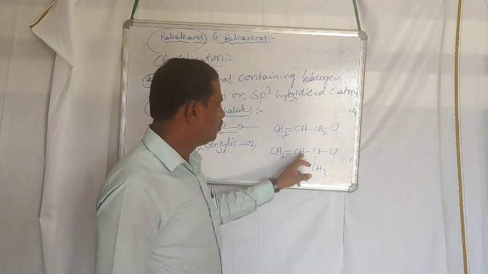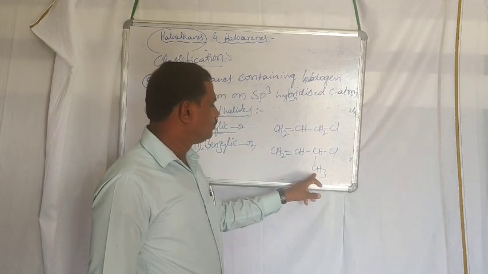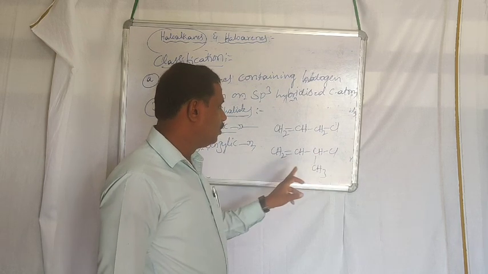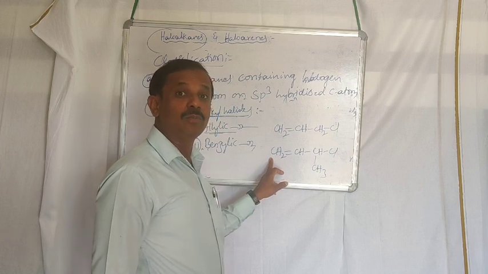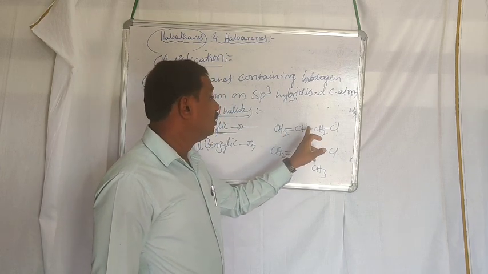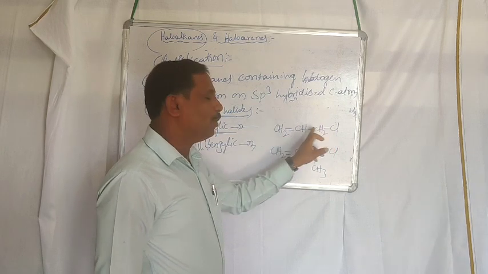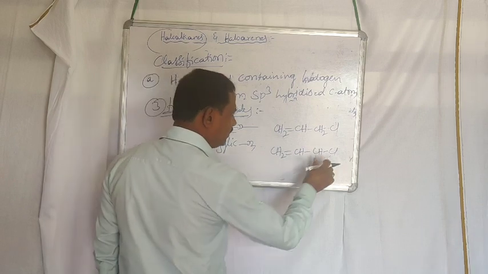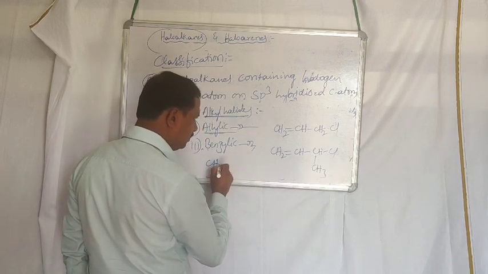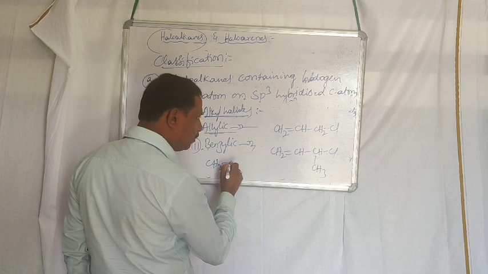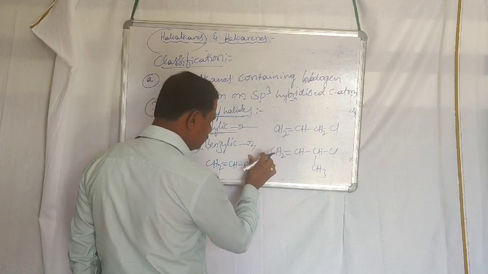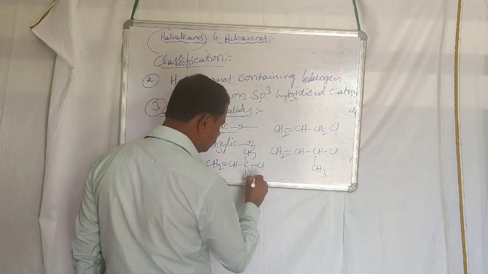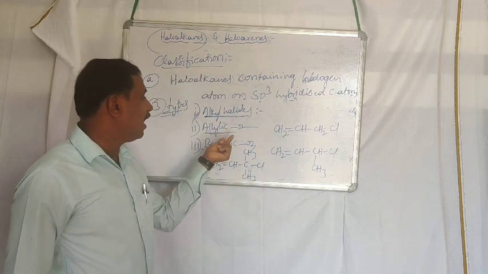This is 1, 2, 3, 4. That is 3 chloro but 1ene. This is 3 chloro prop 1ene. This is a primary, this is a secondary. You take tertiary, that is CH2 double bond CH, CCl, CH3, CH3. These are tertiary allylic halides.